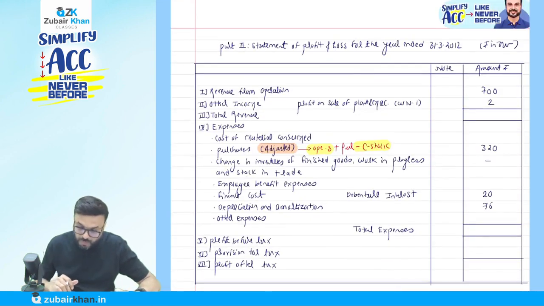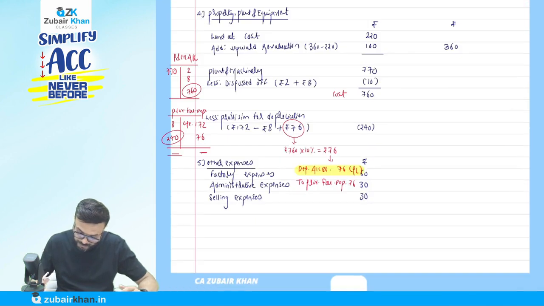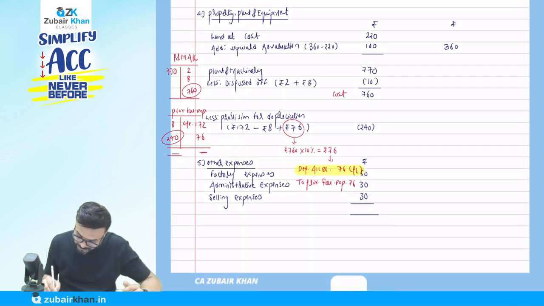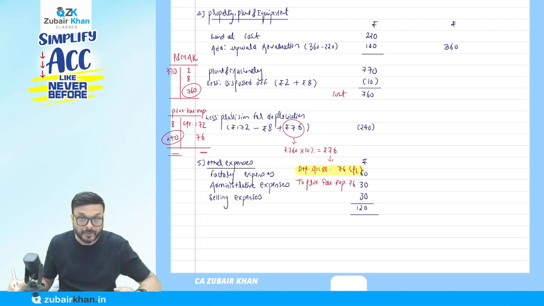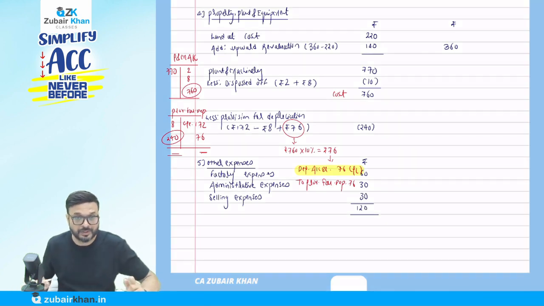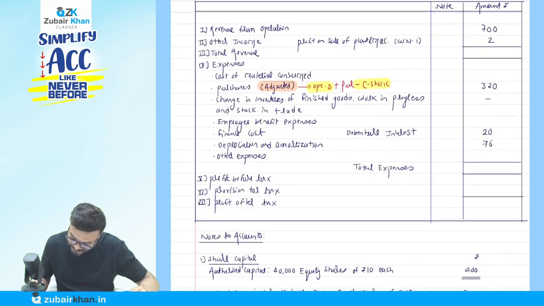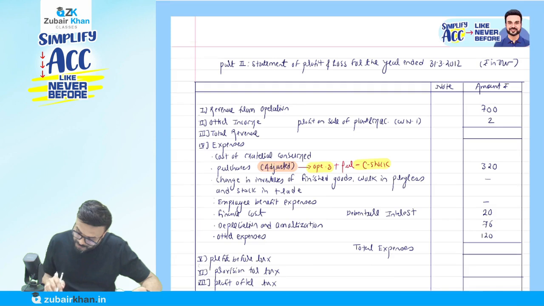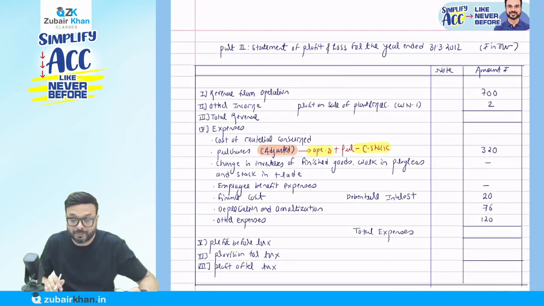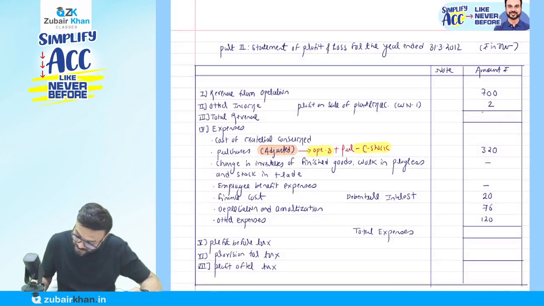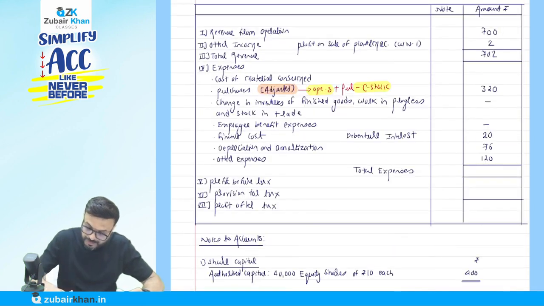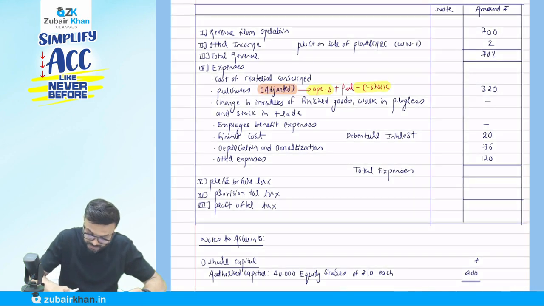Now we have to do the total of notes to account. First, we will do the total of notes to account for the P&L account items. 60 plus 30 plus 30 comes to 120. So write down this 120 as other expenses in the P&L account. There's no employee benefit. How is the company running without employees? Anyways, 700 plus 2, 702 income; expenses 320 plus 20.